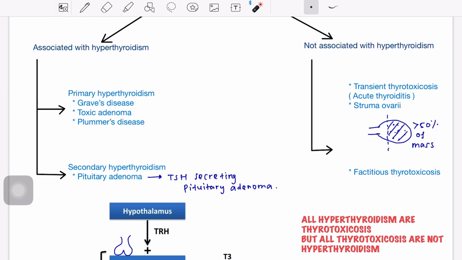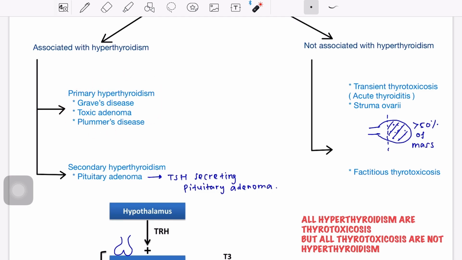Graves means a diffuse hyperthyroid state, right? And toxic adenoma means a solitary hyperthyroid state. And Plummer's disease means multinodular goiter, which has a hyperthyroid state. These are the primary hyperthyroidism causes.